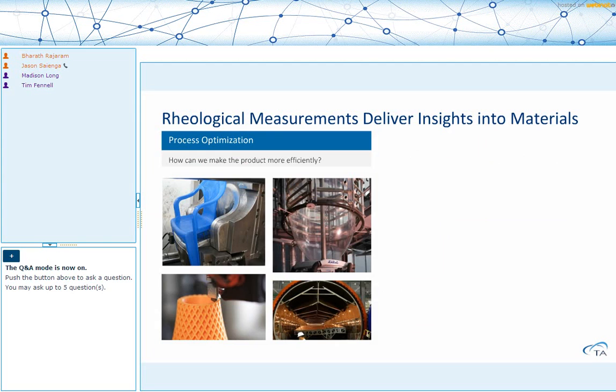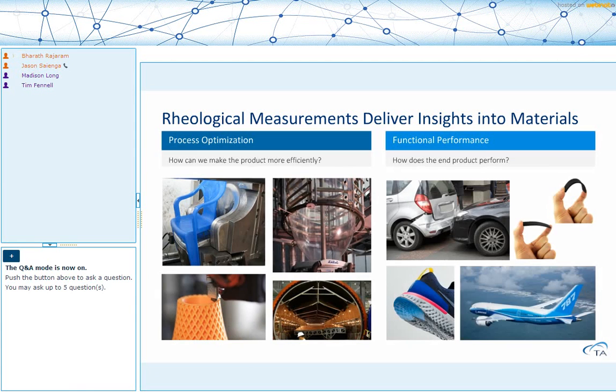In each of these manufacturing processes, the material goes through some sort of a stage where it has to flow, and that flow behavior is captured through viscoelastic testing and rheological testing. When we look at final product performance, the functional performance, how does this product perform? Rheology helps us understand that too.